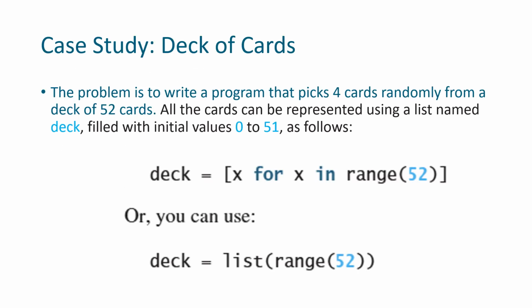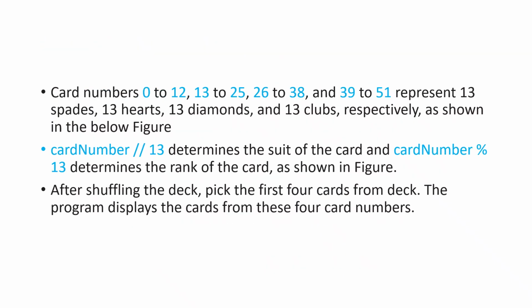Another case study is the deck of cards. The problem is to write a program that picks 4 cards randomly from a deck of 52 cards. All the cards can be represented using a list named deck, filled with initial values 0 to 51 as follows: deck = [x for x in range(52)], or you can use deck = list(range(52)). Card numbers 0 to 12, 13 to 25, 26 to 38 and 39 to 51 represent 13 spades, 13 hearts, 13 diamonds and 13 clubs respectively, as shown in the following figure.